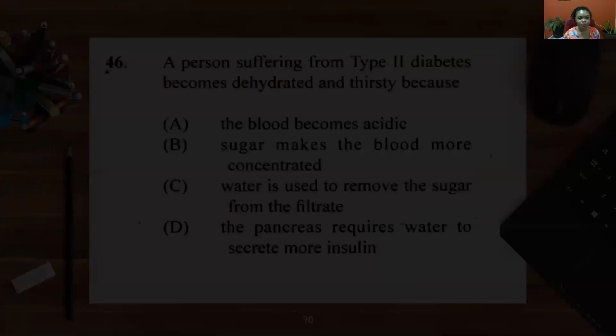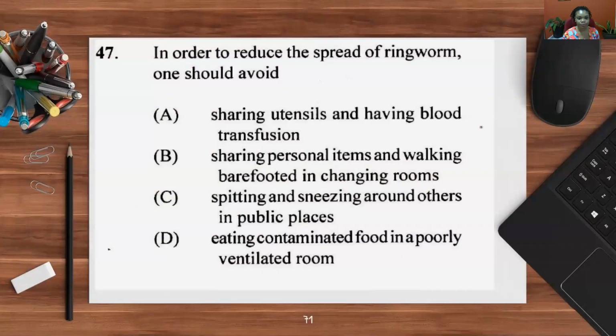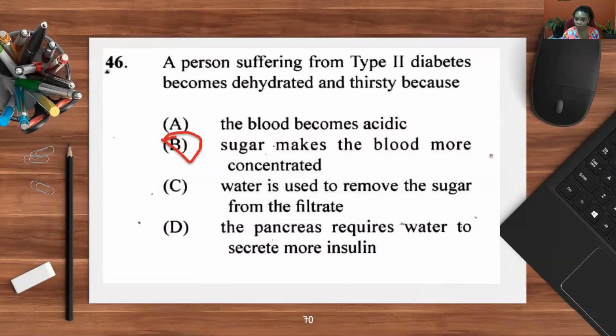A person suffering from type 2 diabetes becomes dehydrated and thirsty because sugar makes the blood more concentrated. So of course that will send a signal to the osmoreceptors in the hypothalamus of your brain, which will cause the person to become thirsty, which will bring back the blood concentration to the norm. So this is a homeostatic mechanism, which is any deviation from the norm. It triggers a sequence of events that brings it back to the norm. Homeostasis means keeping the internal environment the same.